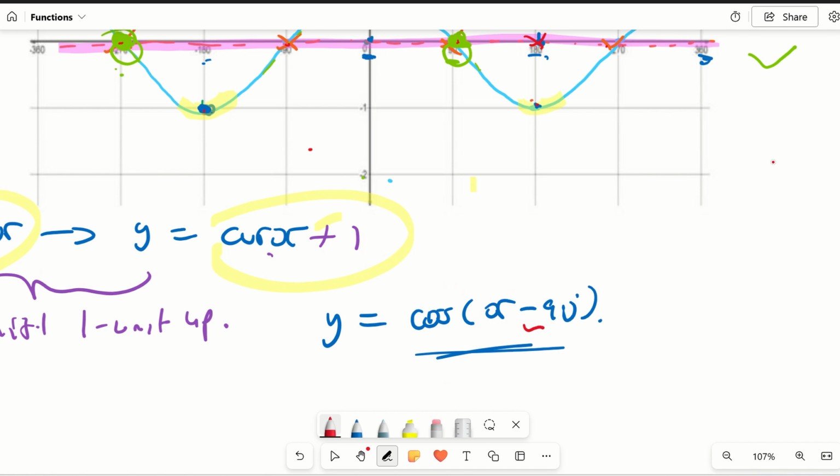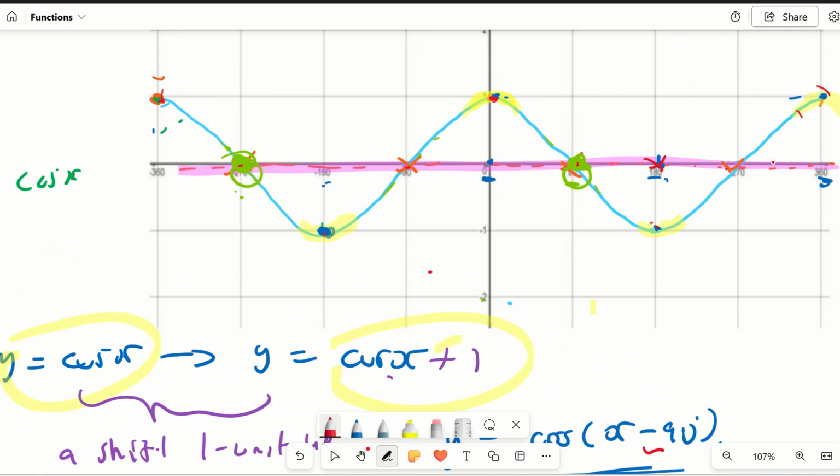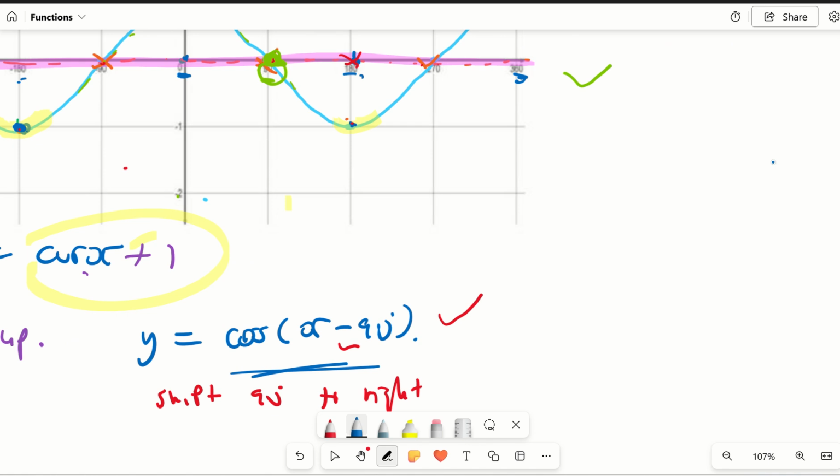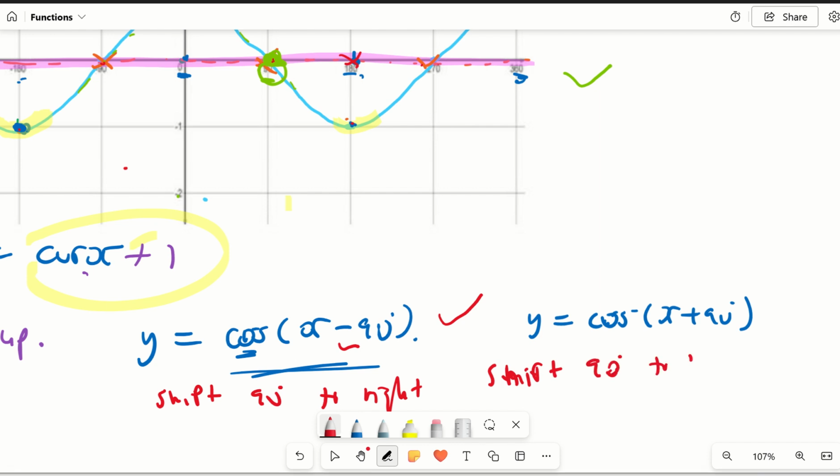When you have a minus, what you expect is for something to move towards the minus side of the x-axis, but it takes the opposite. It's just how it is. So instead of this being a shift 90 degrees to the left, it is a shift 90 degrees to the right. If it was cos x plus 90, it would be a shift 90 degrees to the left. Because it's positive, it opposes the sign.